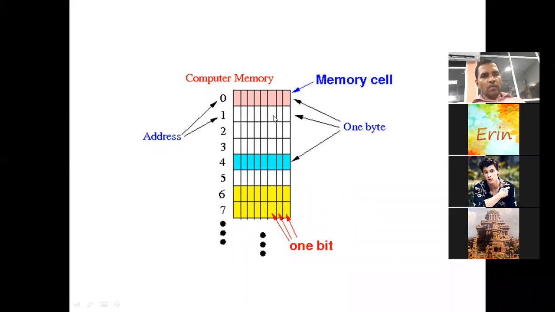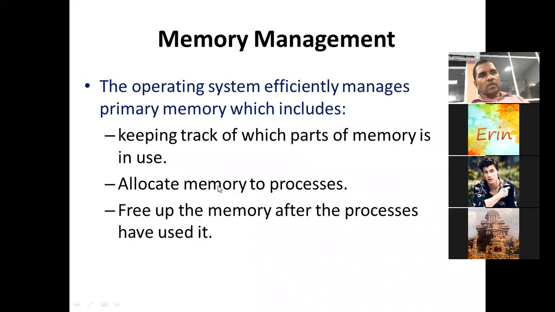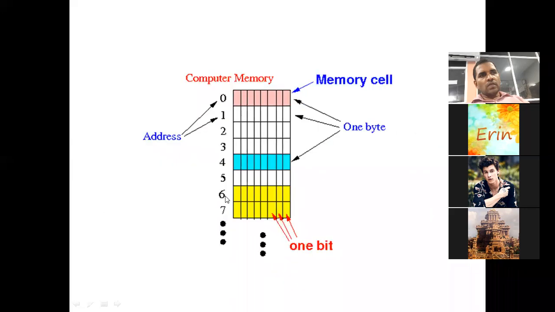So in memory management, the operating system keeps watching the spaces. It watches whether spaces are available, whether spaces are occupied. That is there. And I mentioned the second point, allocate memory to processes. If there are some free spaces, it allocates those spaces for other processes. The third one, once the process is finished, it frees that space for new processes.